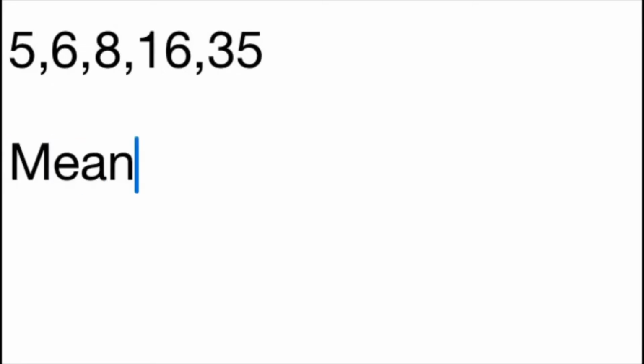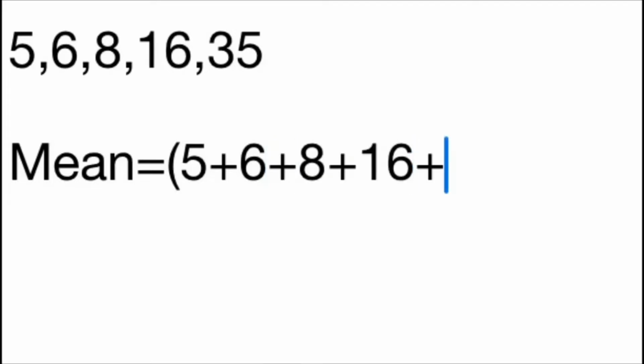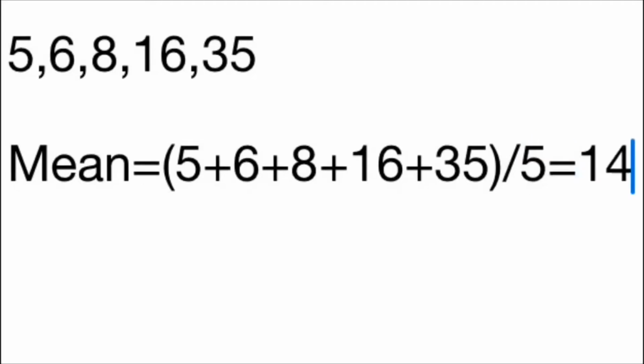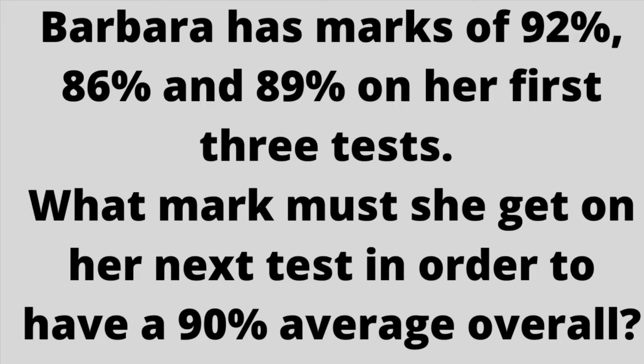The arithmetic mean of these 5 numbers is equal to the sum of these 5 numbers, 5 plus 6 plus 8 plus 16 plus 35, divided by 5. It's equal to 14. Now let's start solving problems.